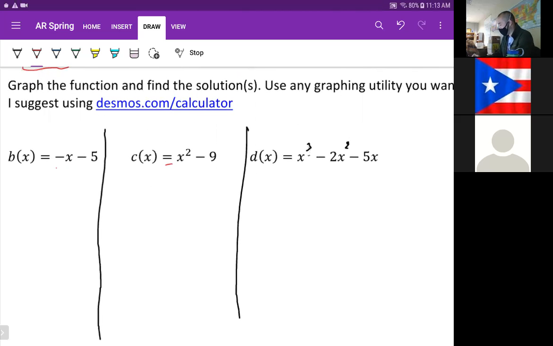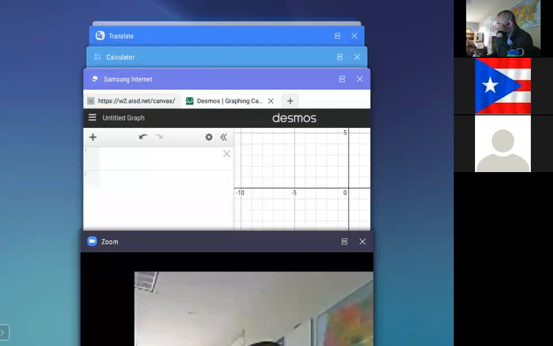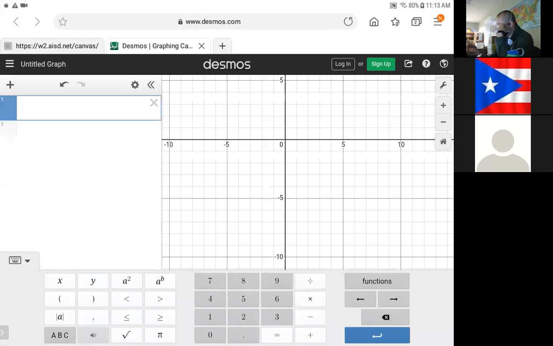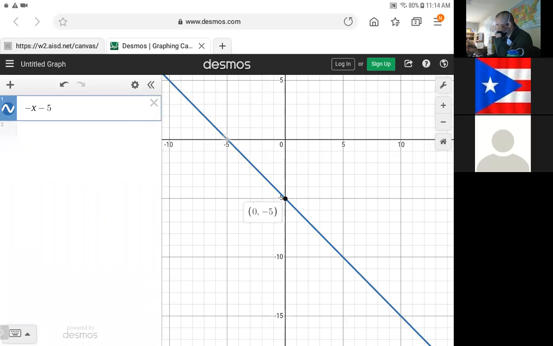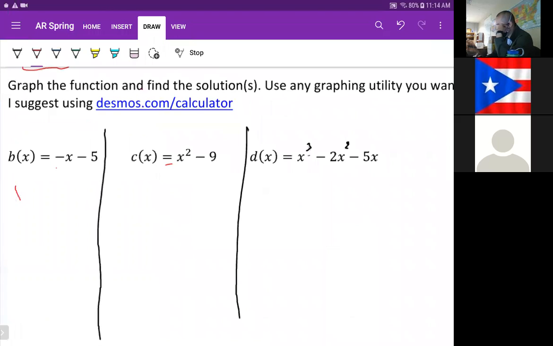So this first one, -x minus 5. I gave you that link for Desmos. This is what that is. So you can just type it in: -x minus 5. And then if you click on it, that's your answer, -5. So for this one, the intercept is x equals -5.